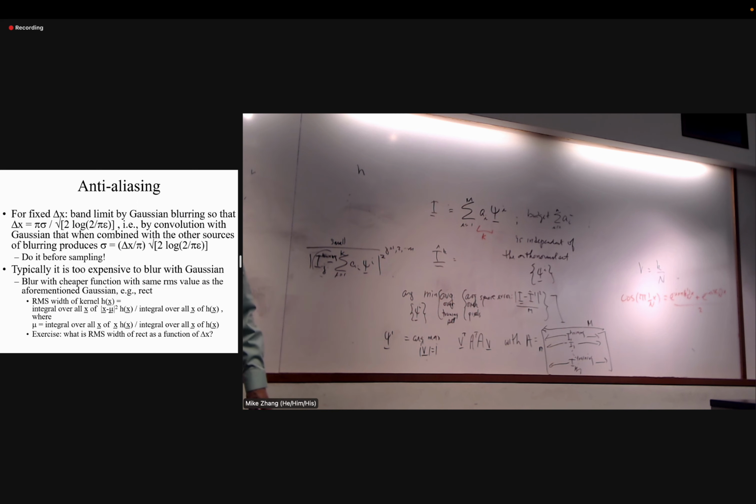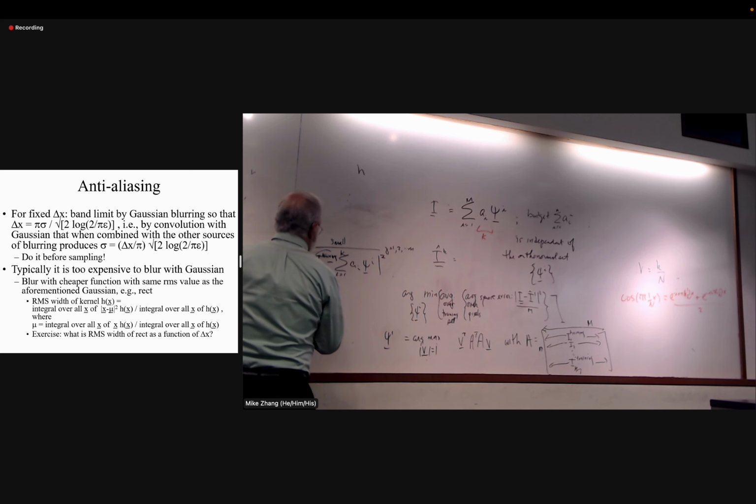I want that to be small. On the average over all the training images, I want the sum of the square errors to be small. That's our objective function. Any questions about what's going on here? Okay.